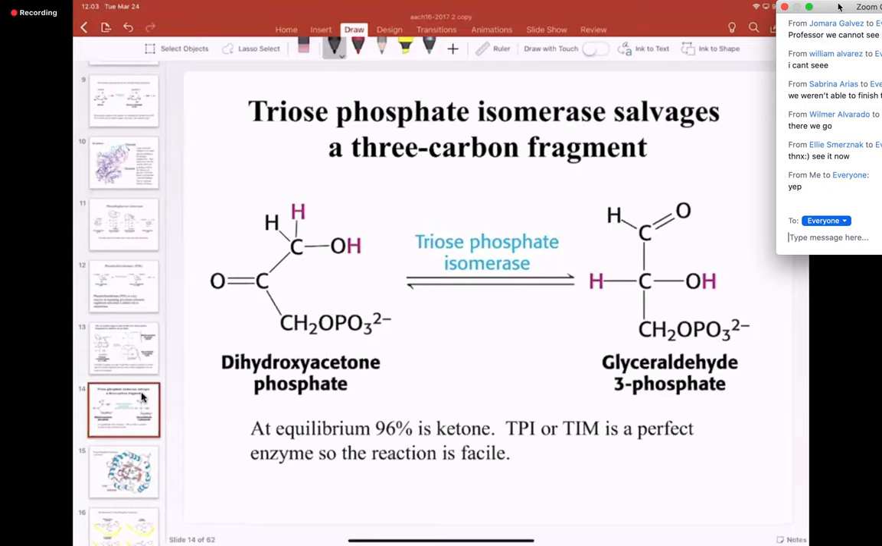And so this here just goes from the carbonyl at C2 to the carbonyl at C1. And then you can use this one here on the right side for the rest of glycolysis and go on from there.